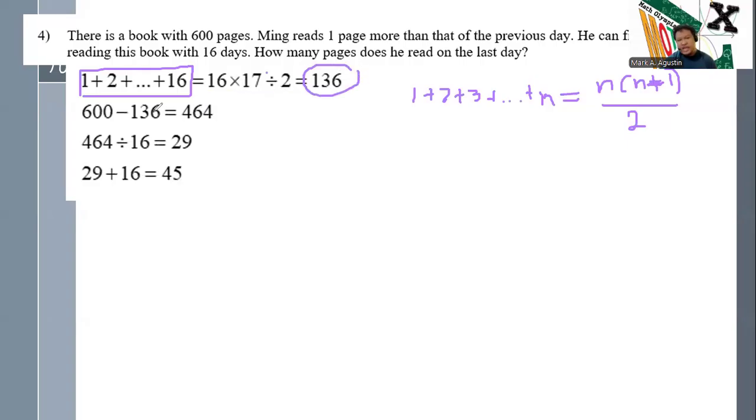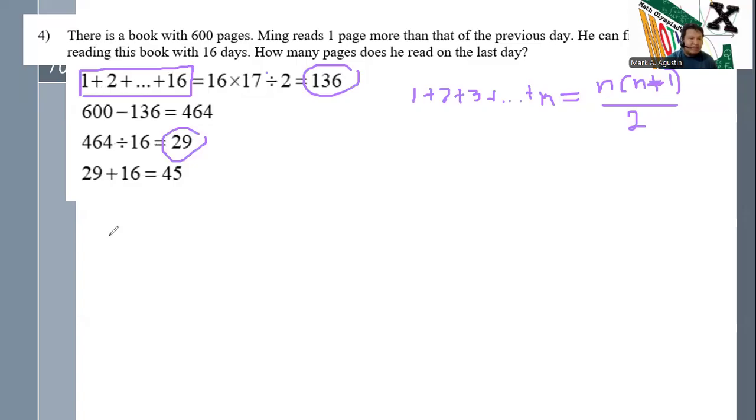But as you can see, if we have that one, because 600 pages all in all, we'll be having 464 pages left. So again, we know that that will not be enough. So what will happen is that we're going to divide 464 by 16. That will become 29. And we'll be adding the 29 to each of the days.